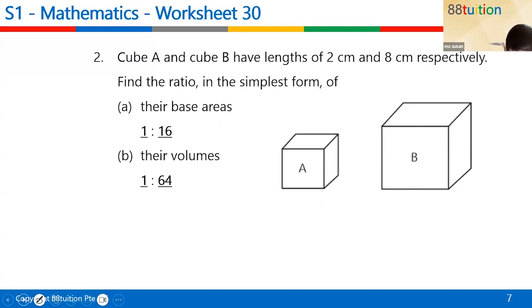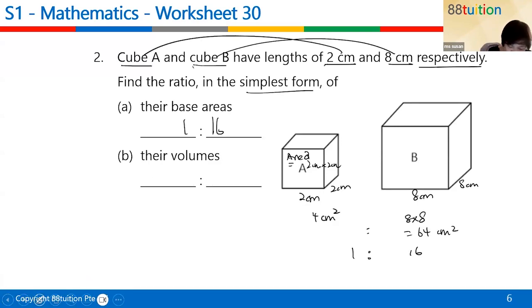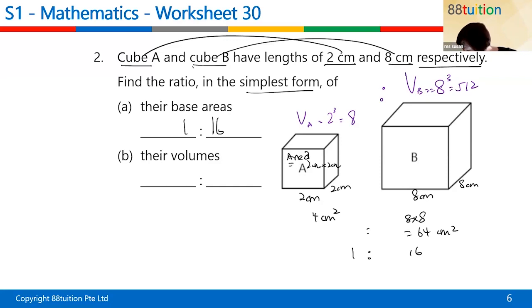If they are asking for their volume, let's talk about volume A. Volume A is 2 times 2 times 2, which will be 8. Volume B will be 8 times 8 times 8, which gives you 512. So if you were to ratio this, 8 to 512, you divide by 8 and that gives you 1 to 64.